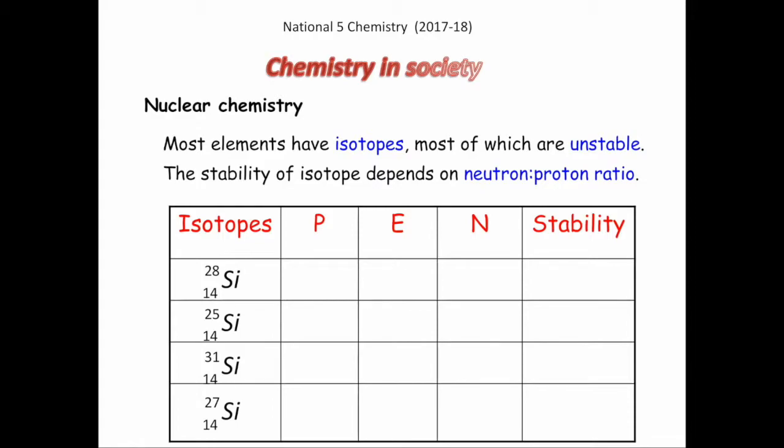So here you can see we have four isotopes of silicon. Let's complete this chart to see which isotope is most stable and which one of them is least stable. Remember that the neutron-proton ratio should be either equal to 1 or very close to 1 for the isotope to be stable. So for all the isotopes of silicon, the number of protons and electrons will be the same, and that would be equal to 14.